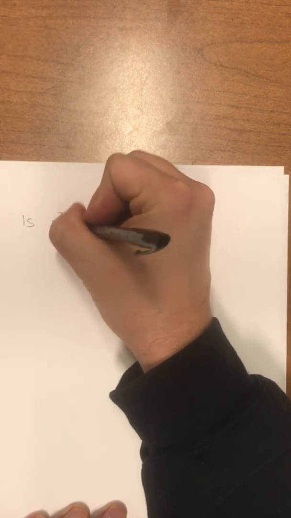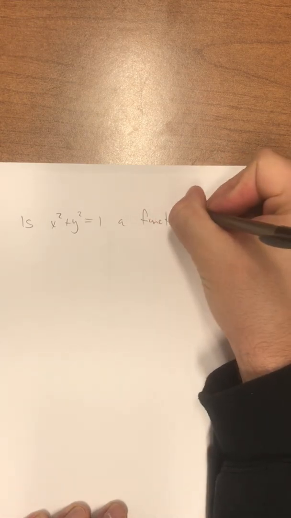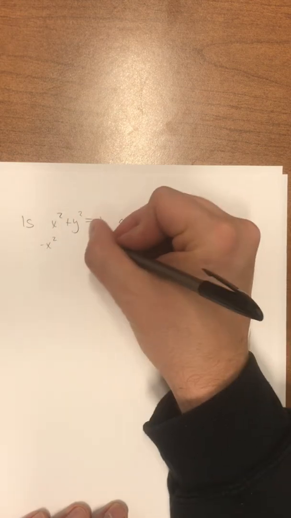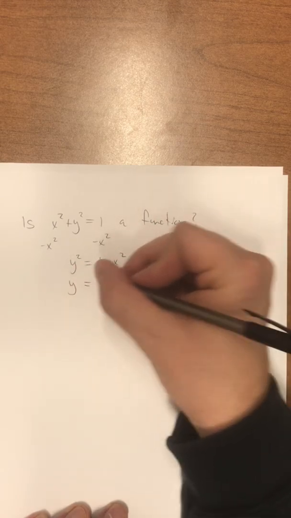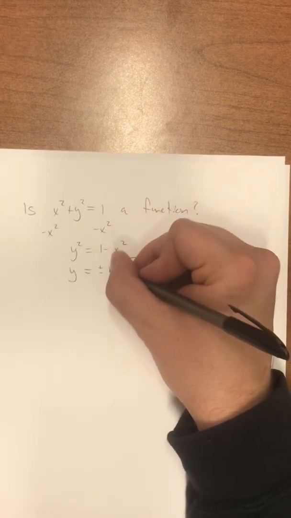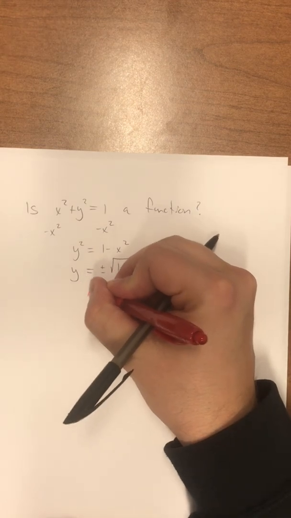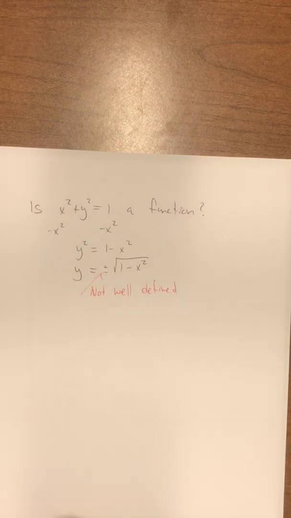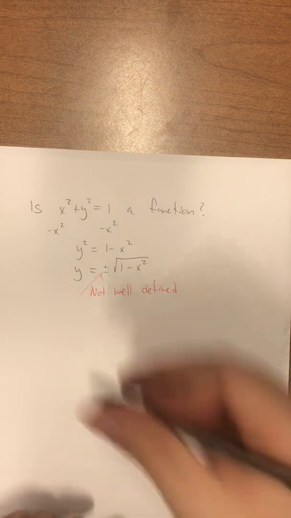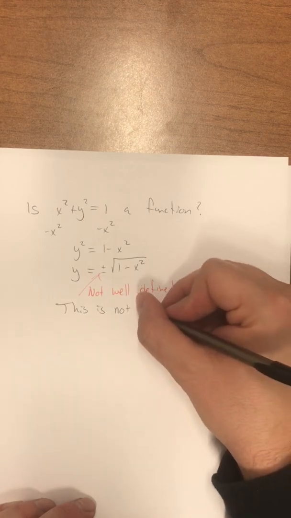Alright, let's take a look at x squared plus y squared equals 1. If it is a function, we'll be able to isolate y and rewrite using function notation if it has that well-defined property. Keep in mind when we take a square root right there that every real number has a positive and negative root, so we have to put plus or minus out front. And that shows us that this relation is not well defined, which means this is not a function.